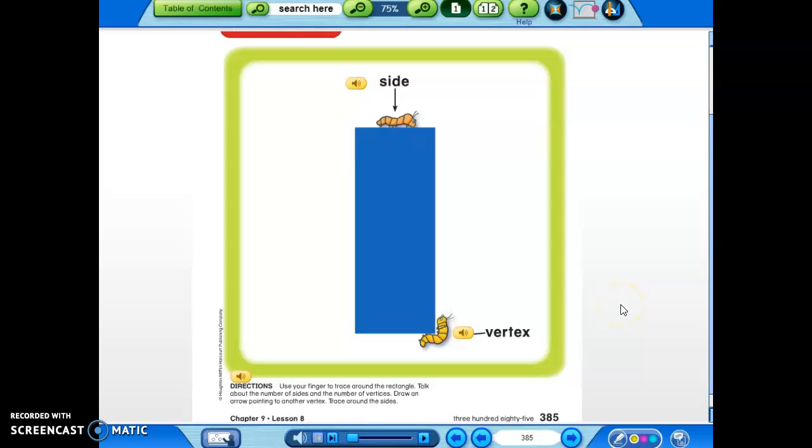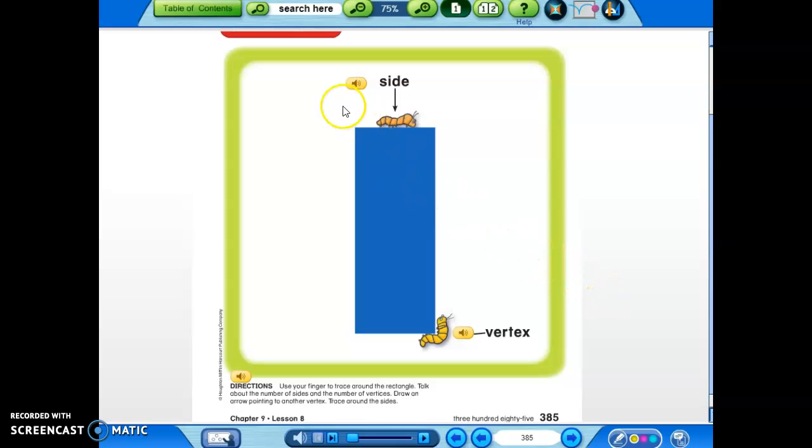We're talking again about rectangles. We learned about rectangles last week. We did our first page about rectangles. Today we're going to be talking a little bit more about them and about their properties, about how we can describe them and talk about their sides and their vertices.